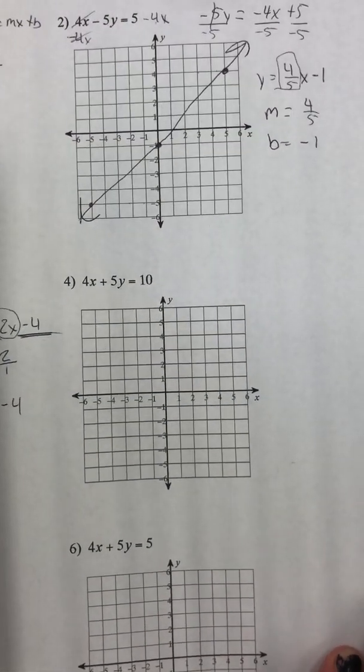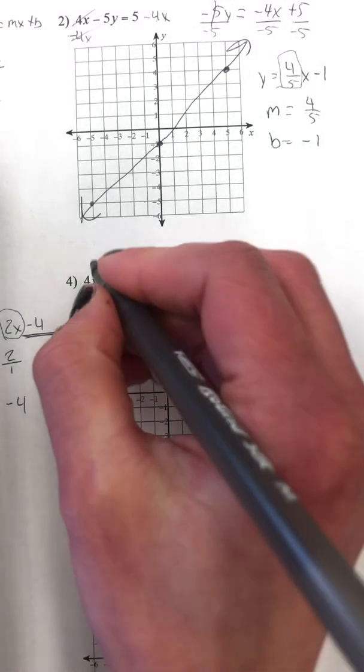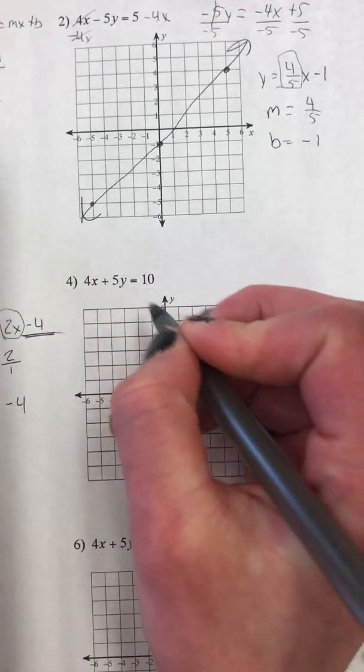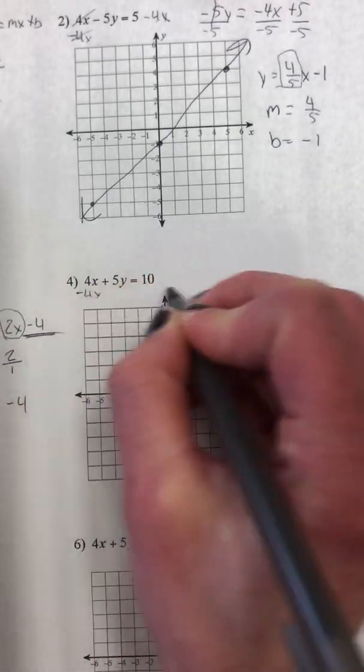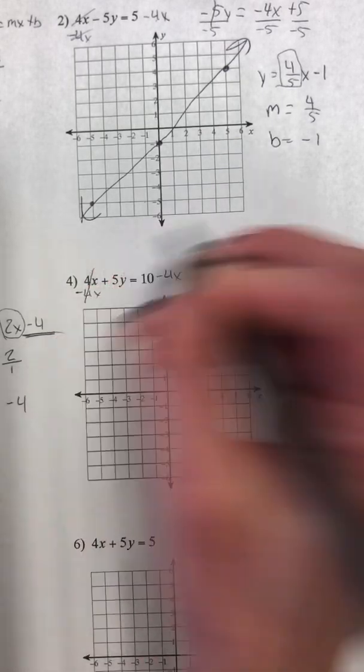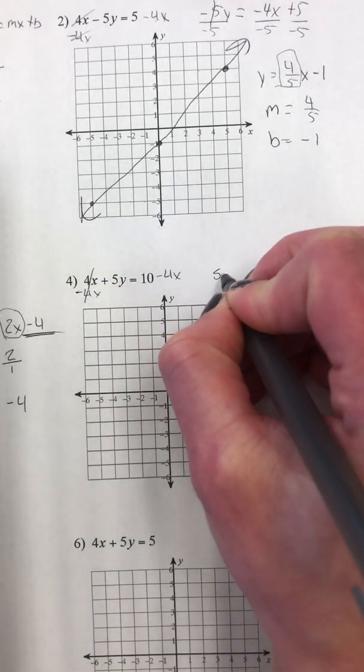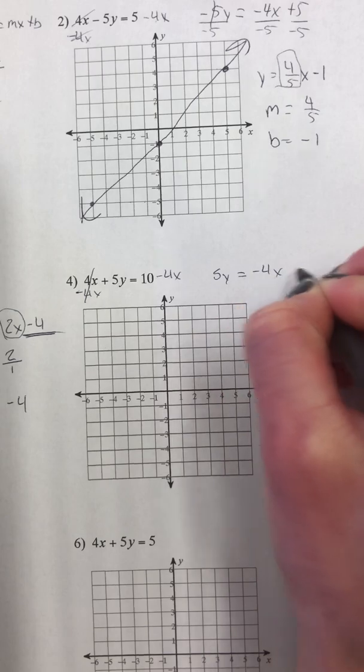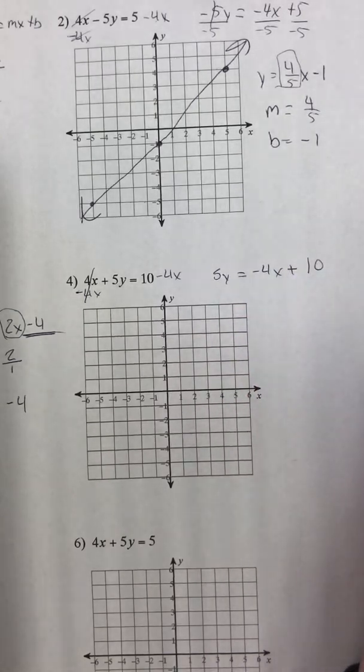For the next one, again, we are going to solve for our y. We need to get y by itself. This 4x is adding. We're going to subtract 4x from both sides. Those x's are going to cancel out. Give me 5y is equal to -4x plus 10.